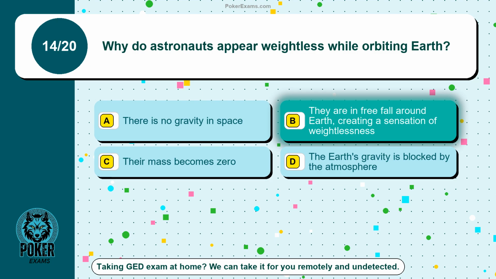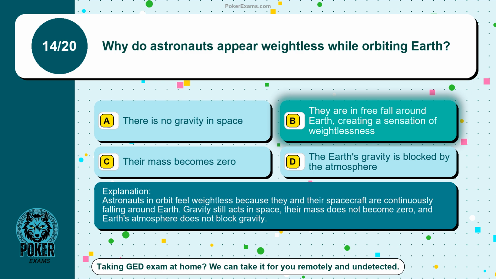The correct answer is option B. They are in free fall around Earth, creating a sensation of weightlessness. Astronauts in orbit feel weightless because they and their spacecraft are continuously falling around Earth. Gravity still acts in space, their mass does not become zero, and Earth's atmosphere does not block gravity.